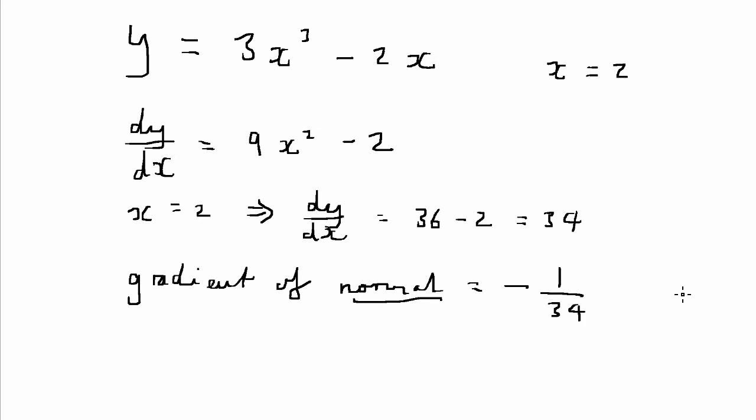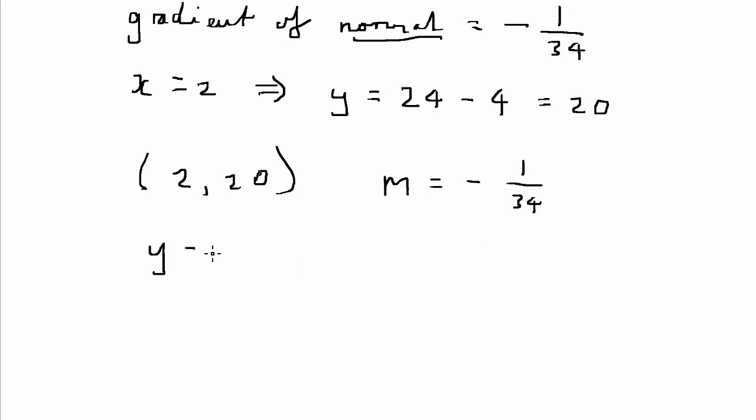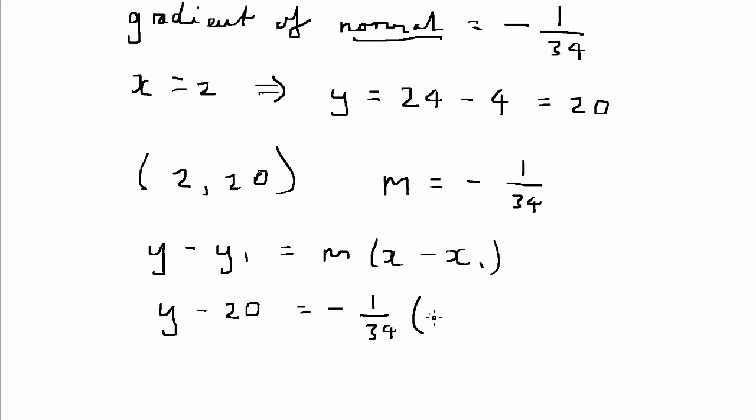Now we won't just need the x-coordinate, of course, we're going to need the coordinates of the point. We're going to need to know what y is when x is 2. So when x is 2, that means that y is 3 lots of 2 cubed. 2 cubed is 8, 3 lots of 8 is 24, subtract 2 lots of 2, subtract 4. The y coordinate is 20. So we're in a position now where we know that we have a point with coordinates (2, 20), and we've got a gradient, which in this case, because it's the normal we want, is negative 1 over 34. We can go straight to saying y subtract y1 is equal to m into x subtract x1. In other words, y subtract 20 is equal to negative 1 over 34 into x subtract 2.